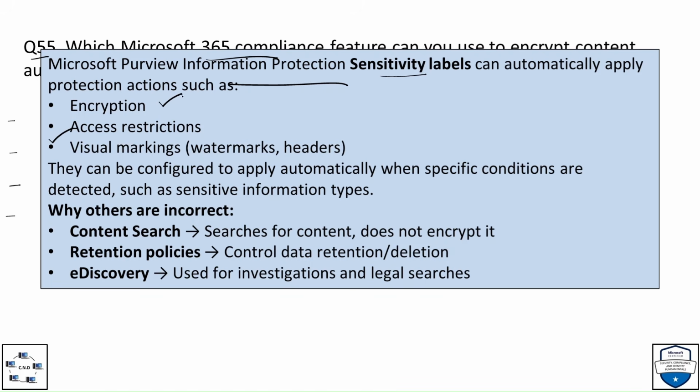And the explanation is, Microsoft Purview information protection sensitivity labels can automatically apply protection actions such as encryption, access restrictions, and visual markings, that is watermarks and headers. This can be configured to apply automatically when specific conditions are detected, such as sensitive information types. So why the other options are incorrect? Content search searches for content and does not encrypt it. Retention policies control data retention and deletion, while e-discovery is used for investigations and legal searches.